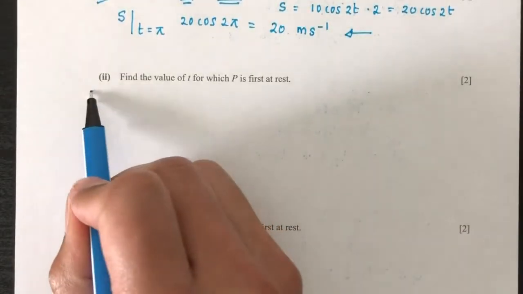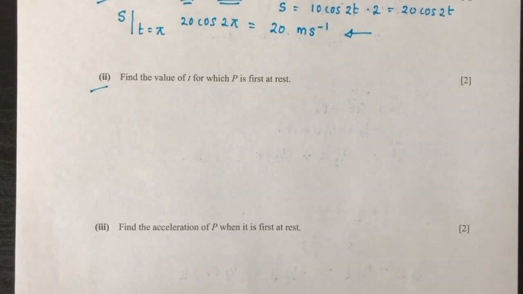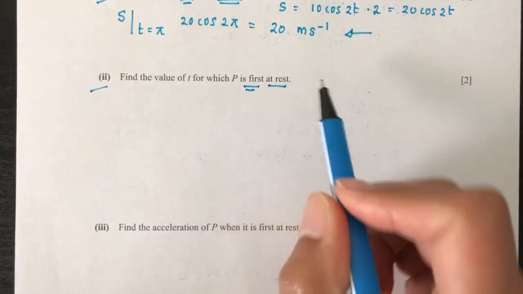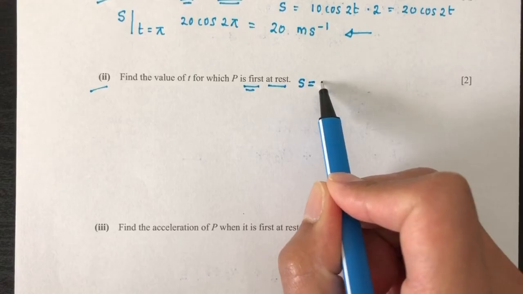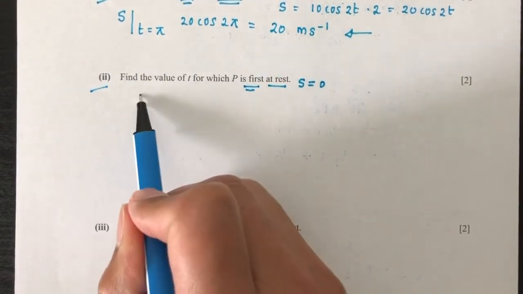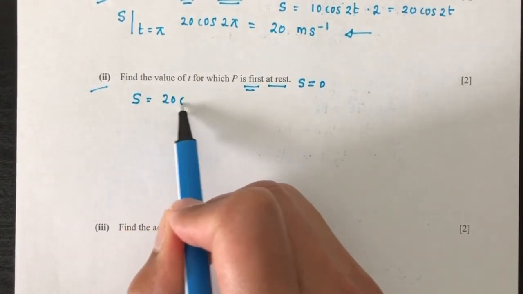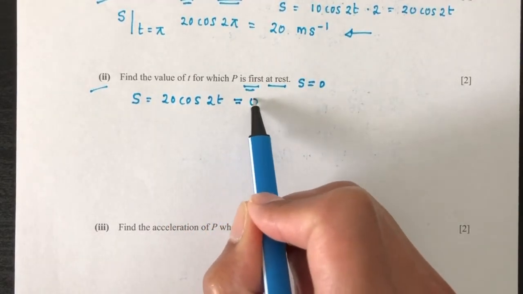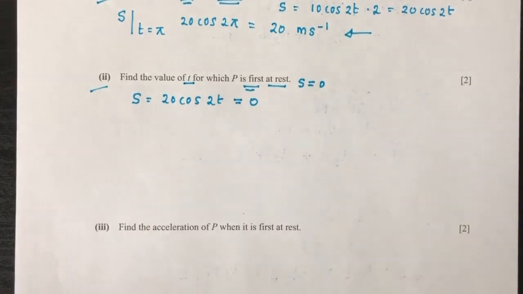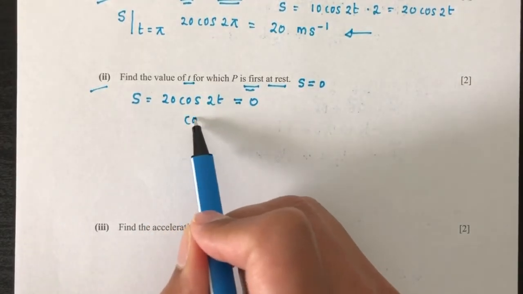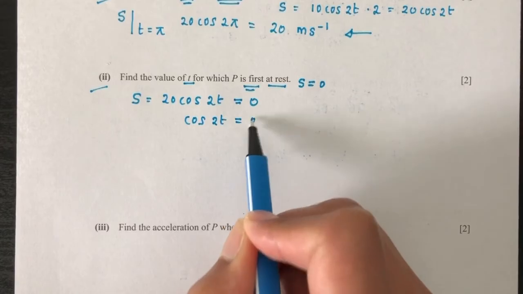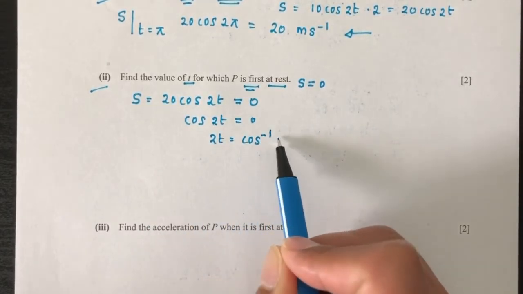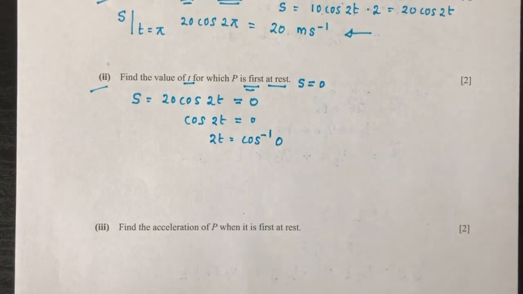Now part 2, find the value of t for which P is first at rest. The first time it becomes at rest. At rest, you know that speed is 0. So speed is equal to 20 cos of 2t is equal to 0. Find the value of t. So you would equate this equal to 0. Then you have 2t equal to cos inverse of 0.